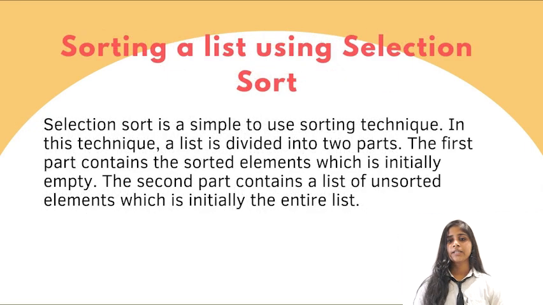Coming to the next part, that is sorting a list using selection sort. So selection sort is a simple to use sorting technique. In this technique, a list is divided into 2 parts. The first part contains the sorted elements which is initially empty, and the second part contains the unsorted elements which is initially the entire list.